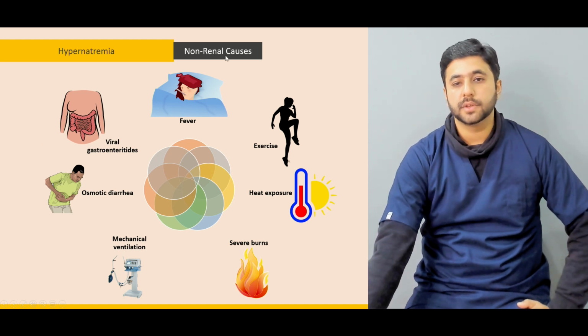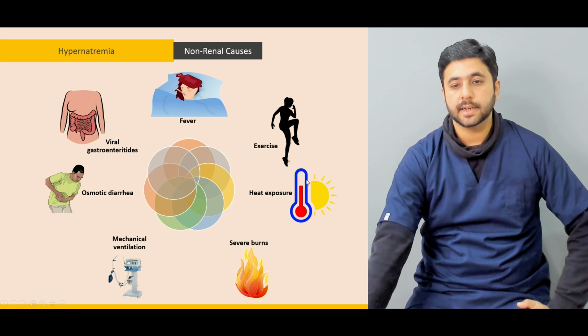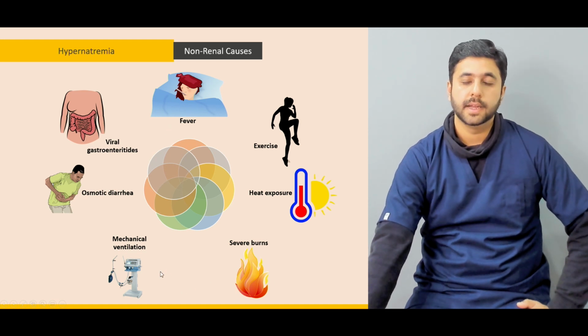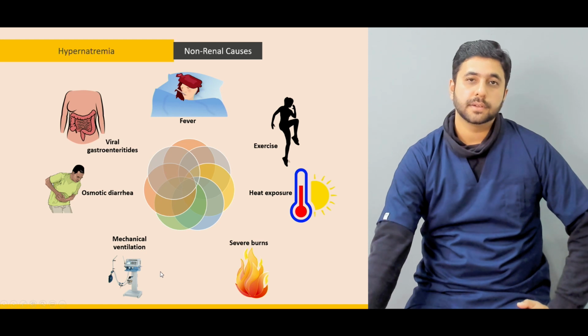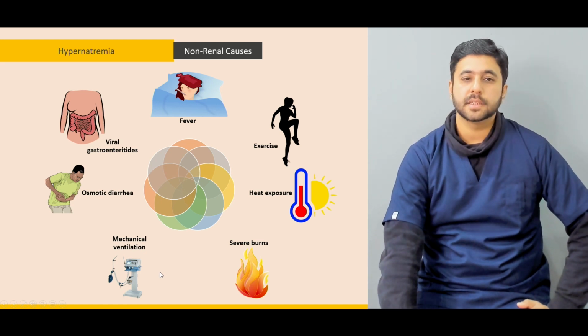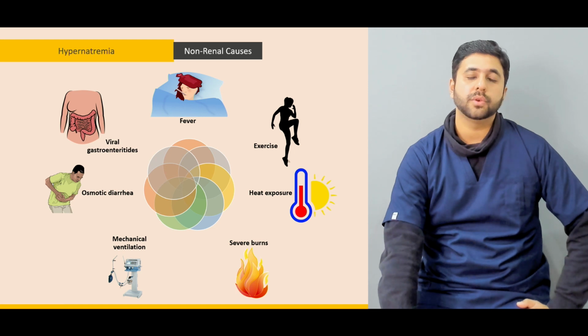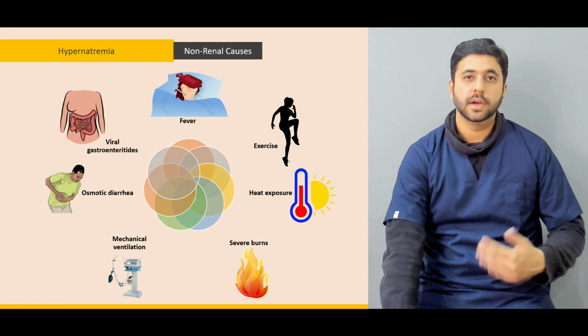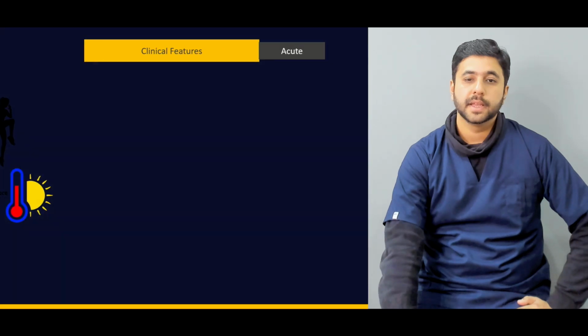So the major non-renal causes are the GI causes and the insensible losses, either in the form of sweating or the loss of water from the respiratory system. And these are the ones which we are going to work on when we rule out or have a diagnostic approach to evaluating hypernatremia.